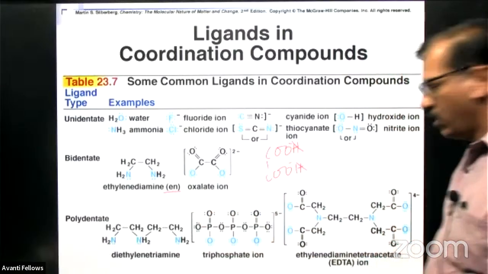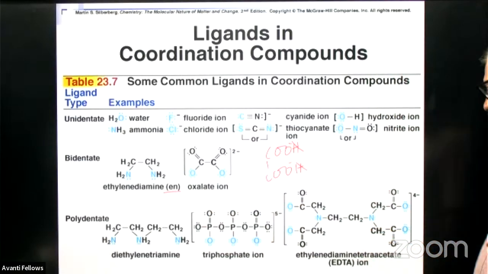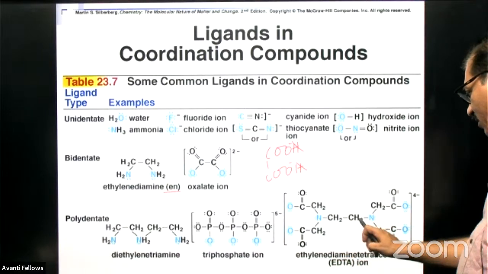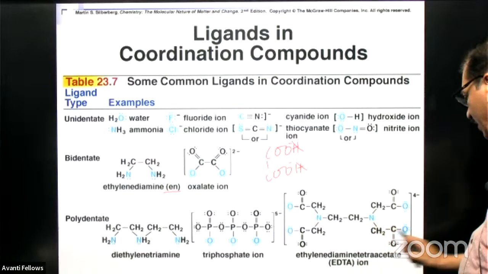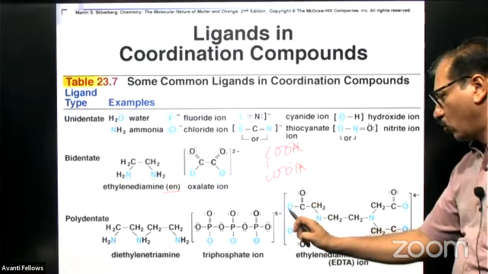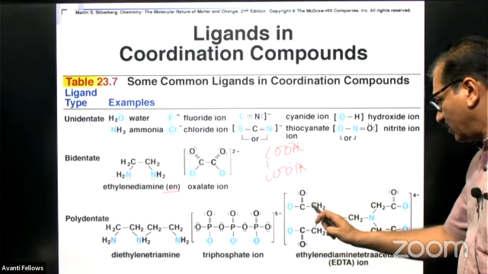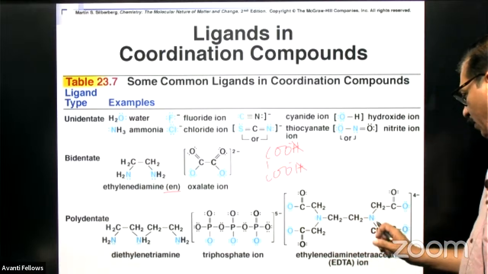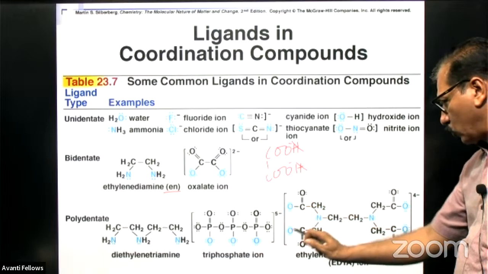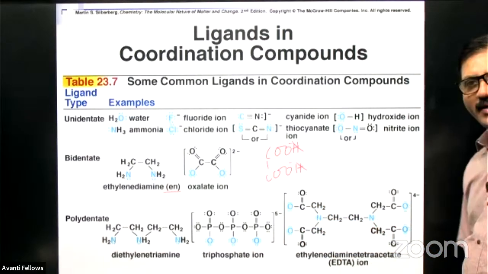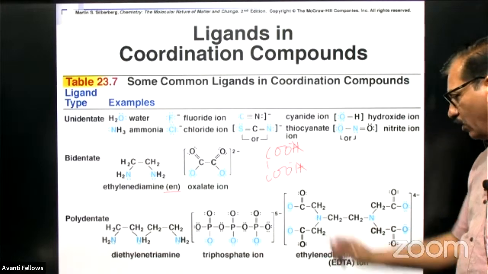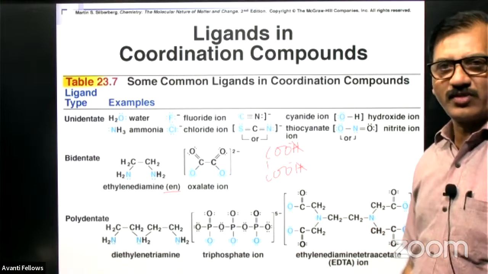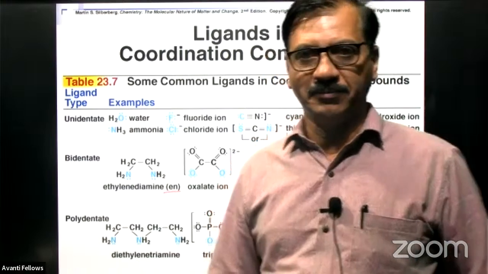Polydentate ligand, you can see this. This is EDTA, ethylene diamine tetraacetate, CH2COO, these 4 are there, tetraacetate, right? So the ligating atoms are 1, 2, 3, 4, 5, 6. Therefore, it is a hexadentate ligand. 2 oxygens and here 2 oxygens, totally 4 oxygens and 2 nitrogens. 6 pairs of electrons it can donate at a time.